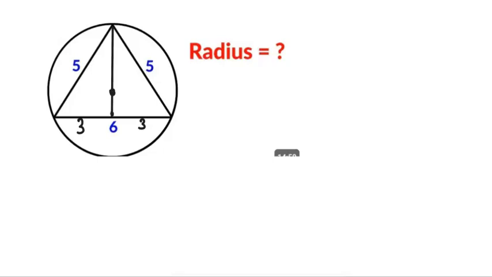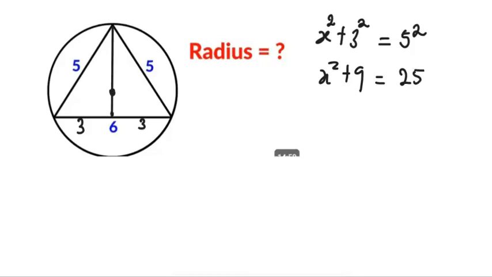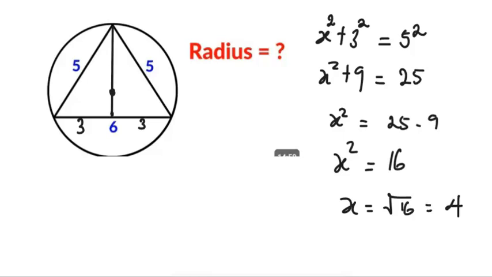It should be 4. But if you wish to solve, then let the total length which we have drawn be x. So we get x squared plus 3 squared will be equal to the hypotenuse squared, which is 5 squared. Here we get x squared plus 9, which is equal to 25. We get x squared is equal to 25 minus 9. We get x squared is equal to 16. We take the square root to get x equal to the square root of 16, giving us 4. So therefore the total length is 4.